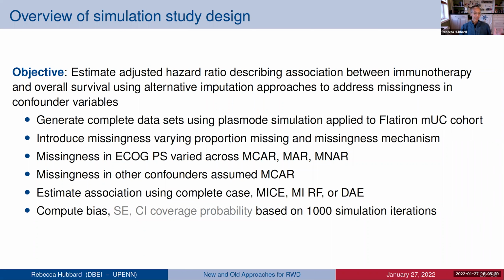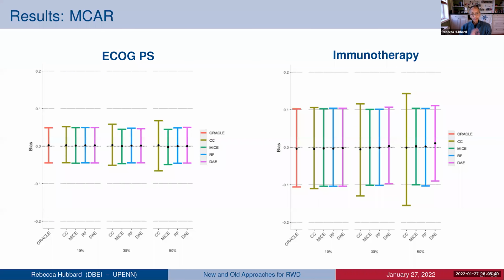So these are the results from our missing completely at random simulations. On the left, I'm showing bias in the parameter estimate, the hazard ratio for ECOG performance status, so for our confounder variable that had missingness in it. On the right, I'm showing the hazard ratio for our treatment effect, the immunotherapy hazard ratio. You can see under missing completely at random, everything works perfectly fine. If we use a complete case analysis, we lose efficiency, so it's not a great thing to do, especially under very high levels of missingness. But aside from that, all of our imputation approaches work just fine. They improve efficiency. They all are unbiased.